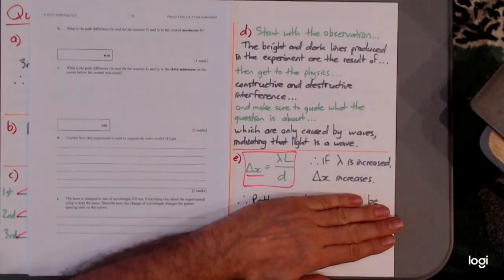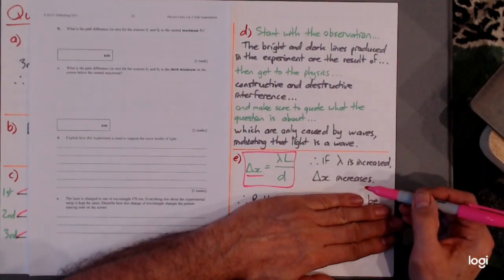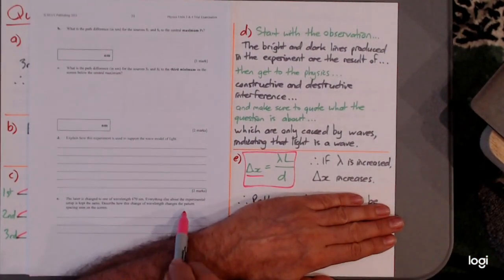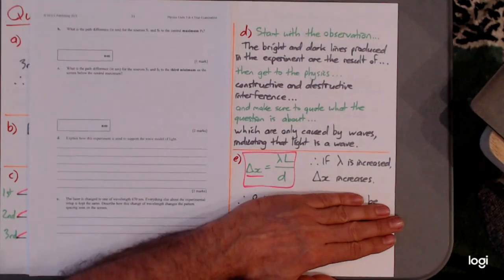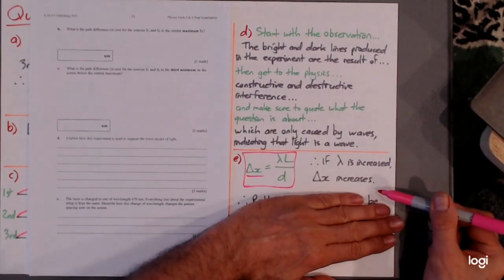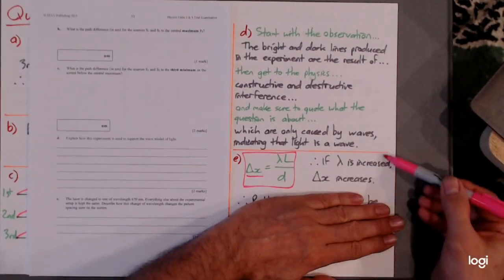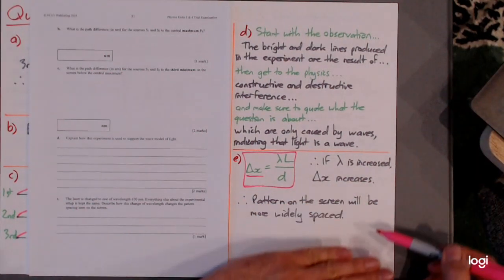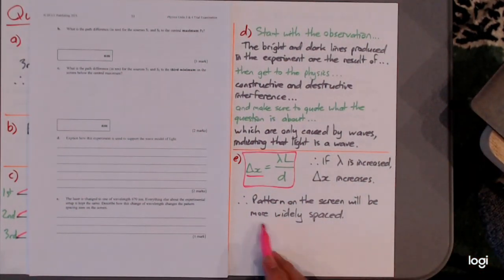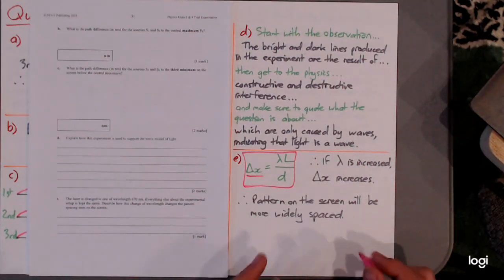You can't stop there. That's just the maths. It is saying, how does it change the pattern on the screen? That'll get you halfway. It's 2 marks. I think that'll get you 1 mark if you do that. So you're just going to have to say, therefore, the pattern on the screen will be more widely spaced. It'll be spread out. There'll be bigger gaps between the bright areas.